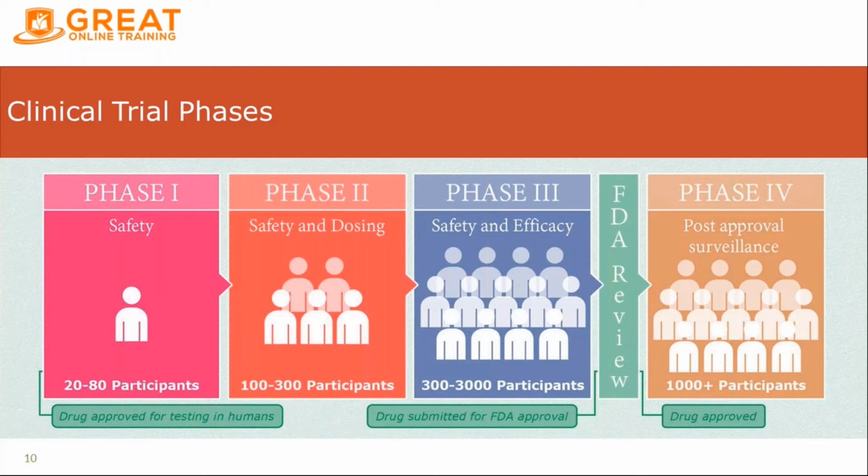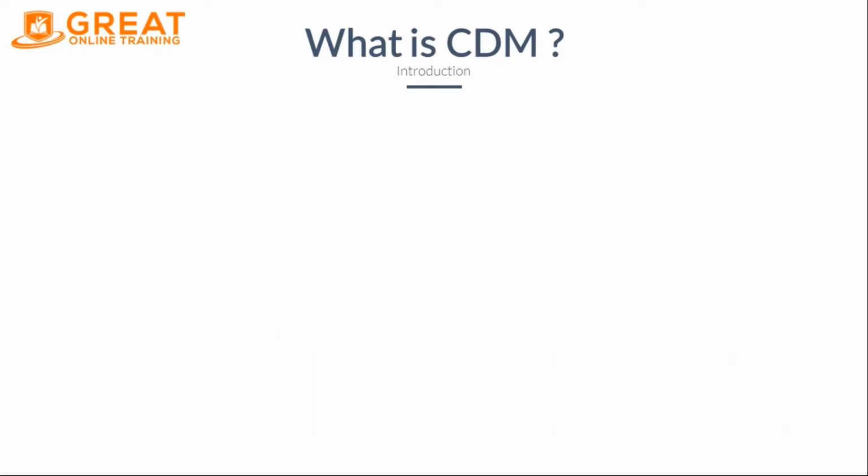Then phase 4. Phase 4 tells about more long-term benefits and side effects. It's a phase for finding out more about long-term benefits and side effects. So with this, we have completed all 4 phases in clinical trials. Let's move to next slide.